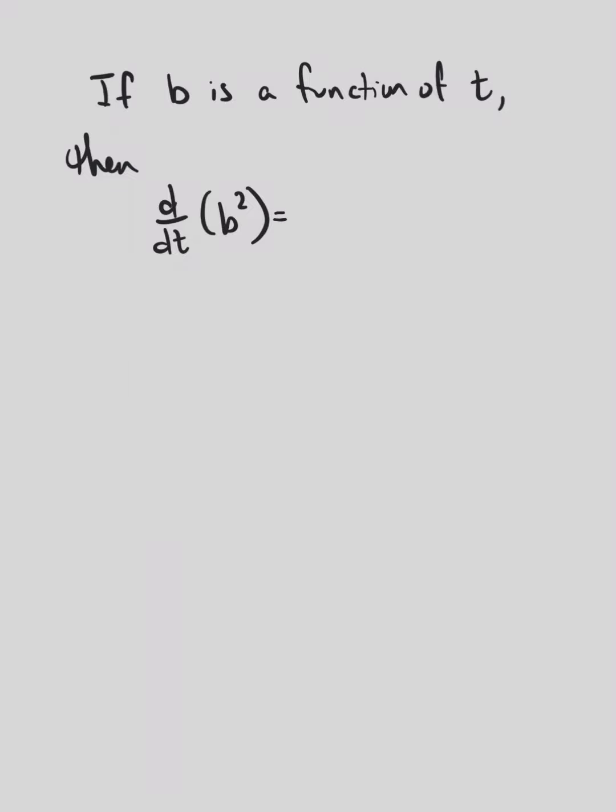So all that complicated notation means is you just take the normal derivative. You don't worry about all this chain rule stuff. So if I just ask you what the derivative of b squared is, you'd probably say 2b. All right.